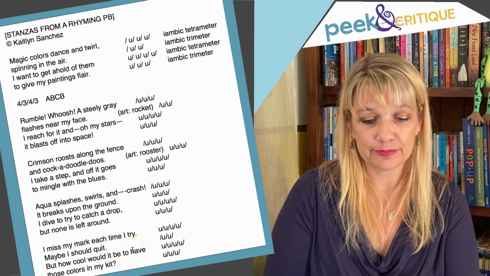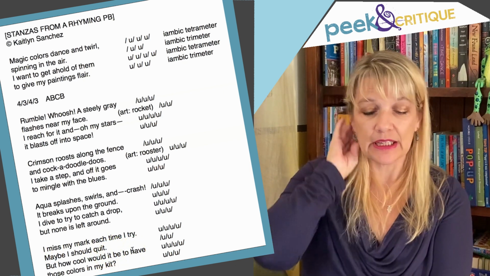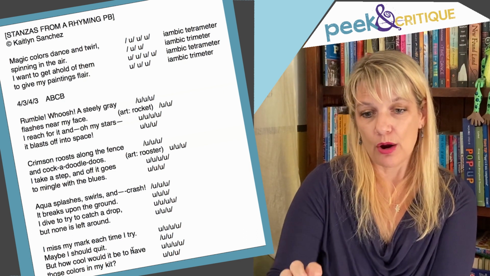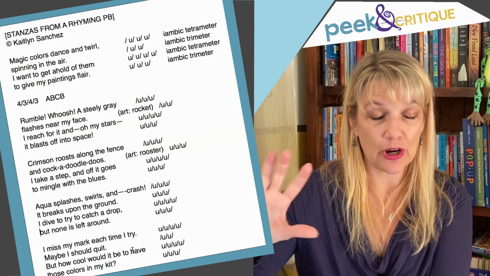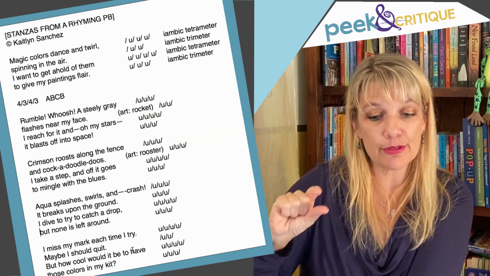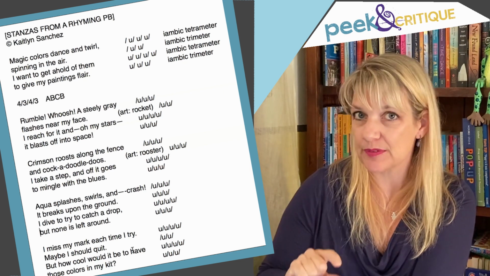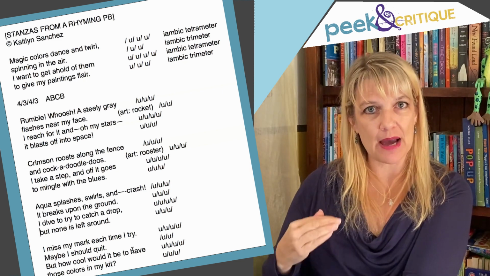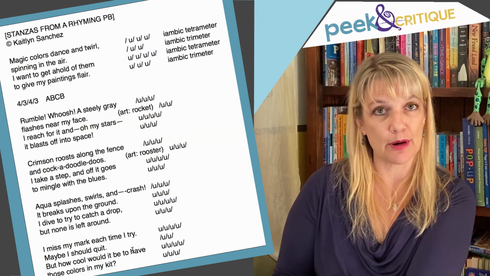I miss my mark each time I try. Maybe I should quit. But how cool would it be to have those colors in my kit? It's just really lovely. I'm very curious to know what happens after this. So we've got an opening stanza, which often happens in a picture book poem, setting the scene. Then we've got three very specific stanzas with colors, and each one a very specific image, highly illustratable. Then we've got, stepping back again with a little bit of exposition, back to the narrator. I miss my mark each time I try.